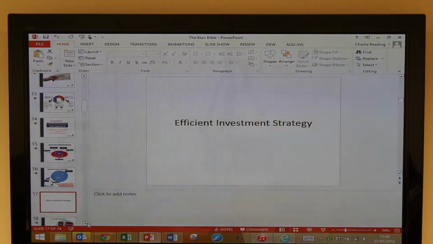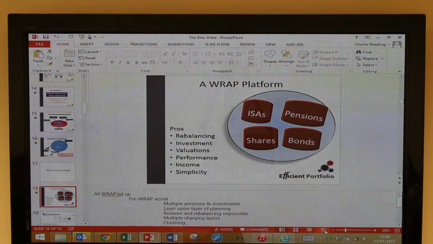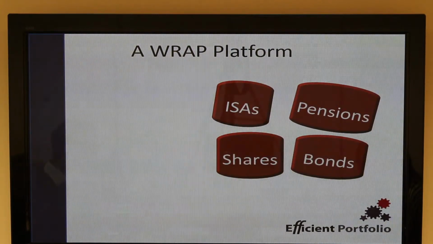So you then wanted to know what a wrap platform is, which is a commonly asked question. So let's go through that. Traditionally, people used to have a couple of ISAs, they used to have several pensions, they might hold some shares, and they might have the odd investment bond if they'd been a senior financial advisor. And of course that meant that you'd got administration, reporting and paperwork and investments and valuations from all of these different companies. It meant it was really difficult to keep track of it all, but it also meant it's really difficult to manage it as one investment portfolio.